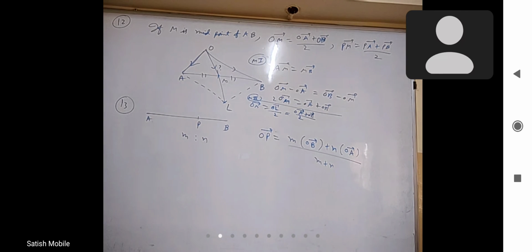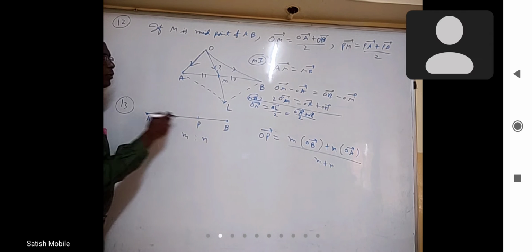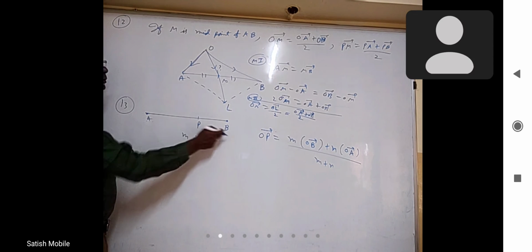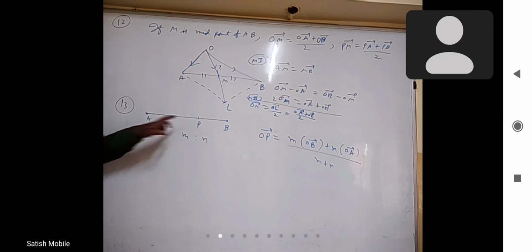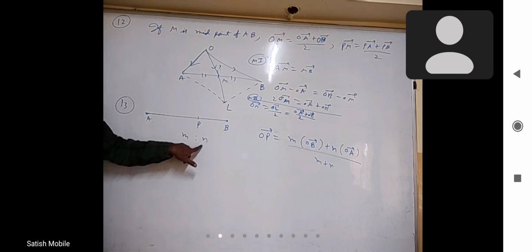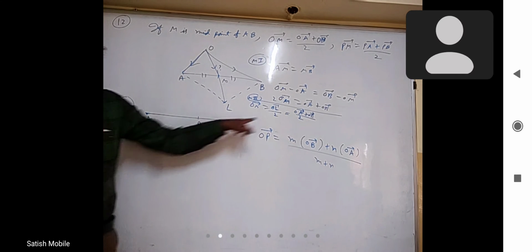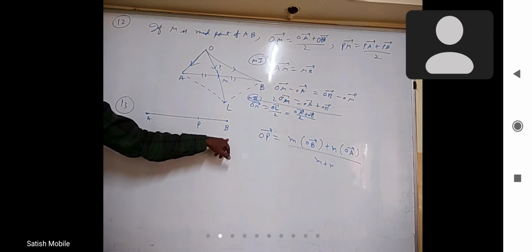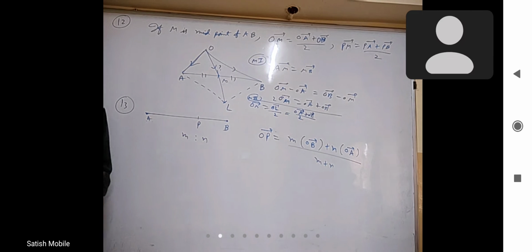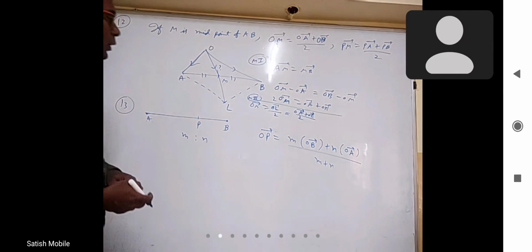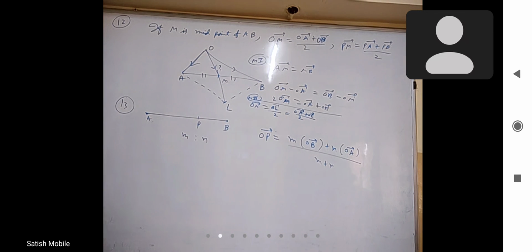The general section formula: if there are 2 points A and B, and P is a point on the line segment AB dividing AB in the ratio m is to n, the position vector of P is m into position vector of B plus n into position vector of A, by m plus n. It is like mx2 plus nx1 by m plus n. That is the section formula only. So this is a formula. Again, in the place of O, you can write any other name. Doesn't matter.